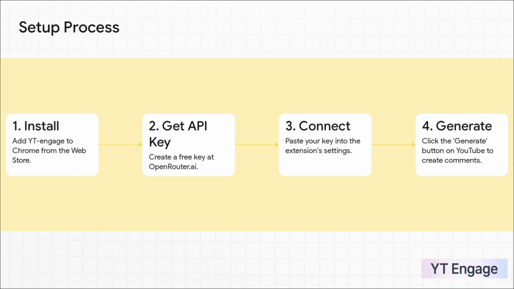First, you just add the extension from the Chrome store. Easy enough. Second, you get what's called an API key from a free service called OpenRouter. Now, don't let that name scare you. Think of the key like a secure password that just lets the extension talk to the AI. Third, you paste that key into the settings and pick your style. And that's it. You're done. The Generate button will just pop up next to every YouTube comment box ready to go.